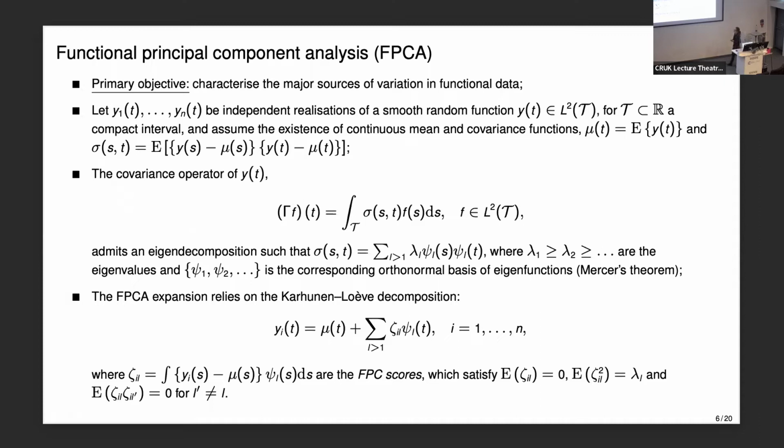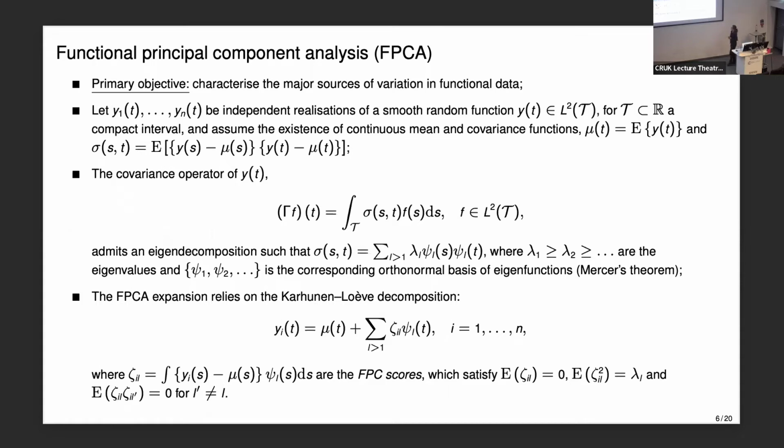Here we assume that we have n realizations of a smooth random function, Y(t), and we also assume that there exists a continuous mean function and a continuous covariance function. FPCA is based on the following decomposition of the covariance operator, where we wrote the eigenvalues in decreasing order. I'm sorry, I can't use the mouse, so I'm obliged to show on the screen. I hope you can see something online or have an idea of what I'm showing.